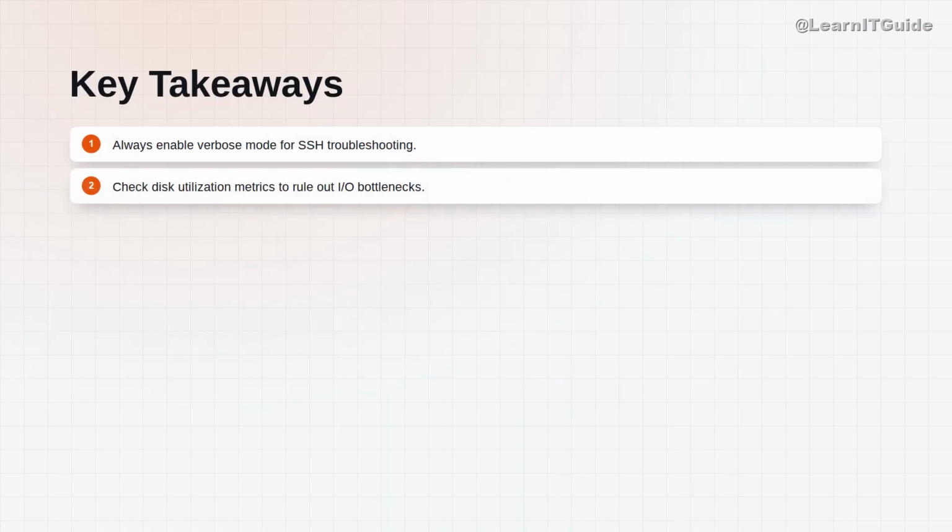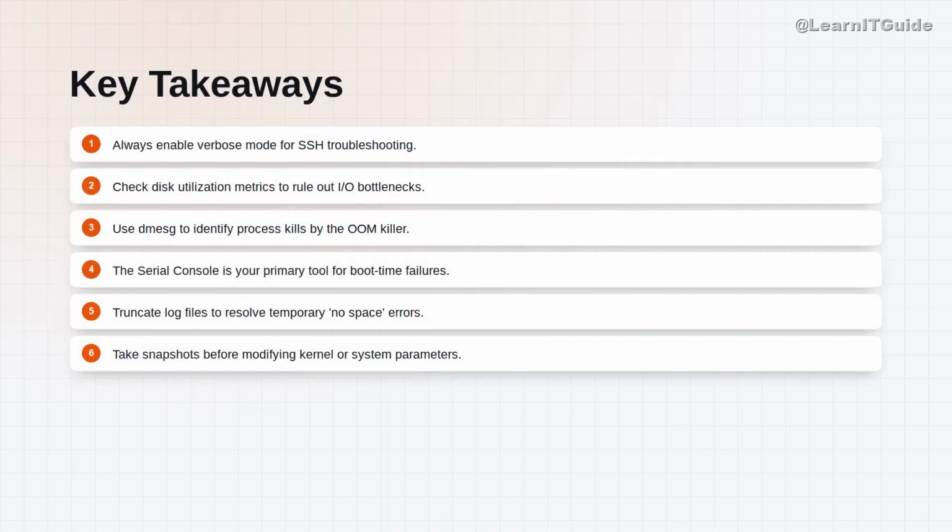You now know how to diagnose SSH issues using verbose flags. Remember that disk utilization is often the silent killer of performance. Use the kernel ring buffer to identify memory exhaustion caused by the OOM killer. Never forget that the serial console is your primary tool for boot time failures. Truncate your log files when you see disk space errors and always take snapshots before modifying system parameters. Use these steps to build a more resilient production environment.